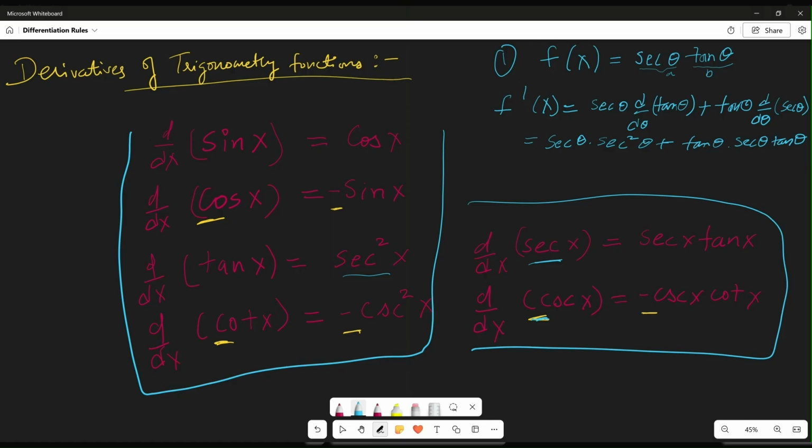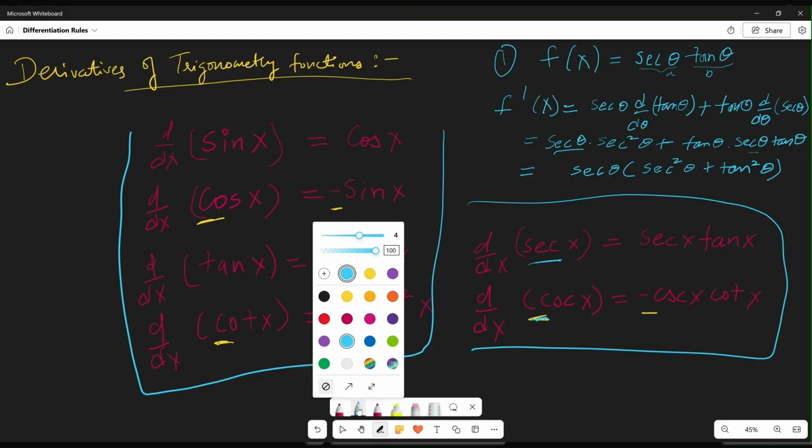And it looks like secant theta is common in both of these terms, and we can simplify further. So this is going to be secant theta common. Inside the parentheses we have left secant square theta plus tan theta times tan theta, which is tan square theta. And this is the derivative of this function.